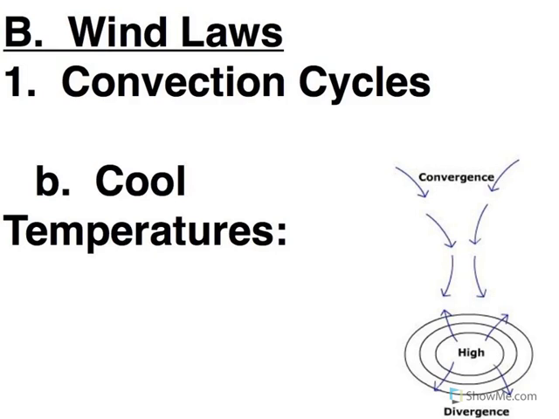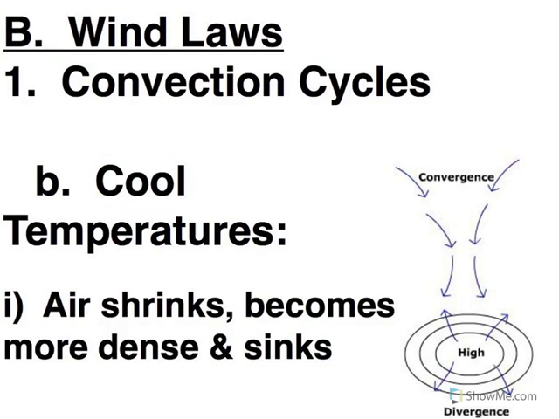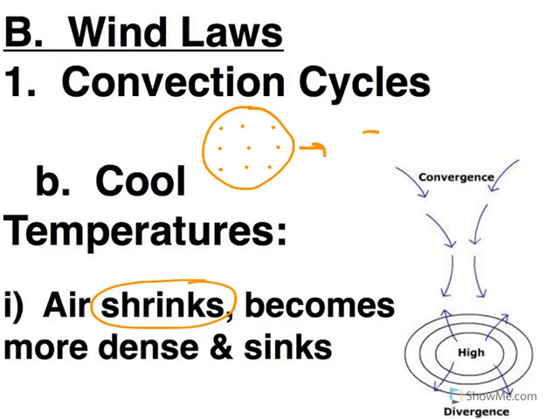What if the temperature is cool? Well, it's kind of the reverse. The air is going to shrink. So now we've got our volume of air molecules that gets smaller. So you get a higher density. And so that's going to sink downward. And so we can think of that as sinking or falling.